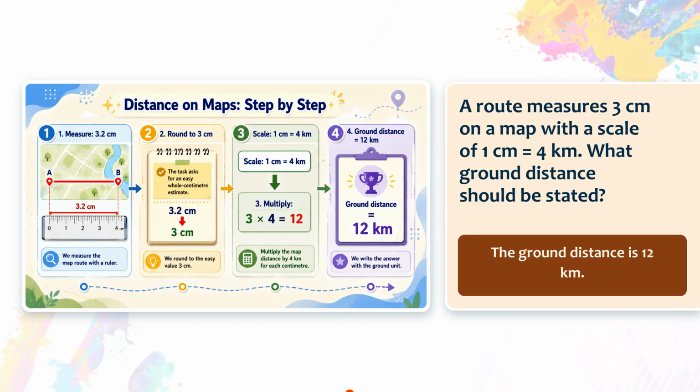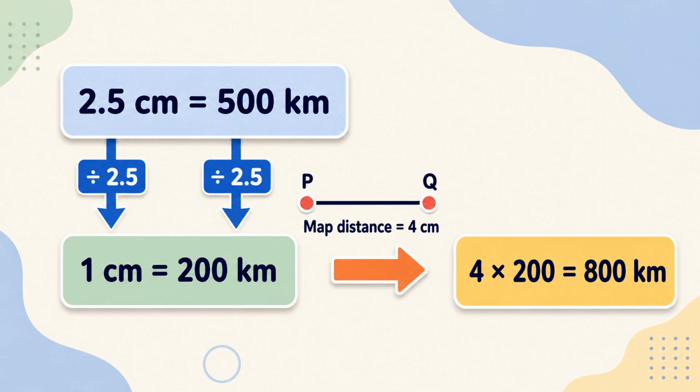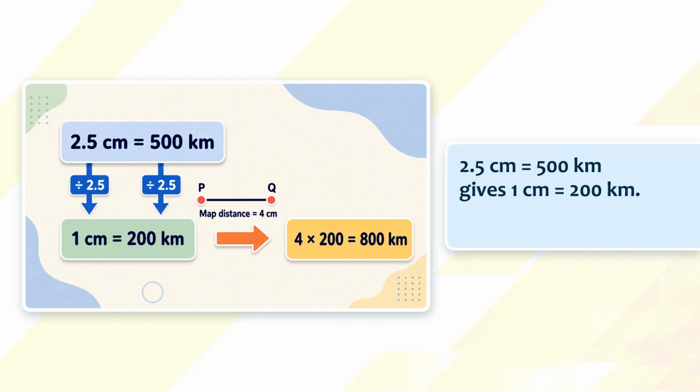Next, we will use the given relationship 2.5 centimeters equals 500 kilometers. If 2.5 centimeters represents 500 kilometers, divide both sides by 2.5 to find that 1 centimeter represents 200 kilometers. A 4 centimeter route then represents 800 kilometers. The 1 centimeter value unlocks the calculation. 2.5 cm equals 500 km gives 1 cm equals 200 km.